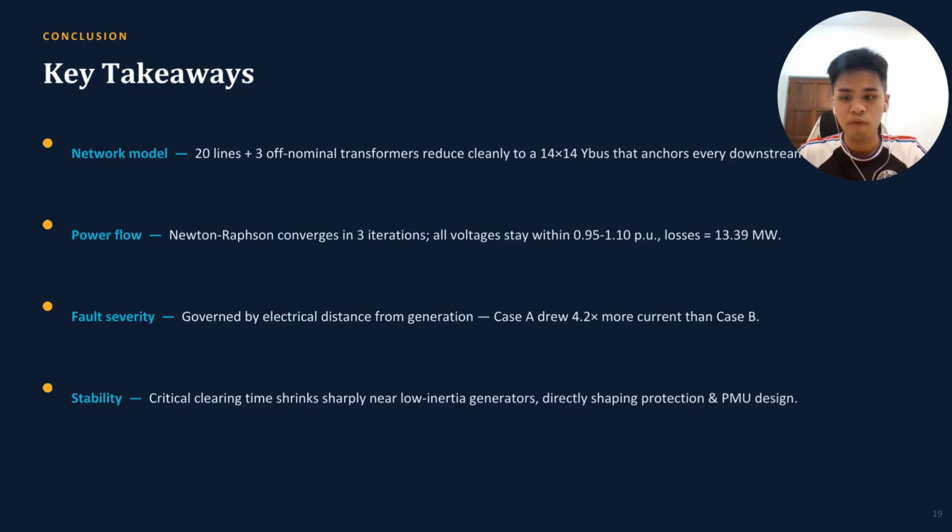To summarize, our 40 by 40 Y bus model underpins every part of this study. The Newton-Raphson power flow converged cleanly, with all voltages within limits and total losses of 30.39 megawatts. Fault severity turned out to be governed almost entirely by electrical distance from generation, and critical clearing time analysis showed that the protection and monitoring systems need to be prioritized around low inertia generator buses, where the stability margin is thinnest.